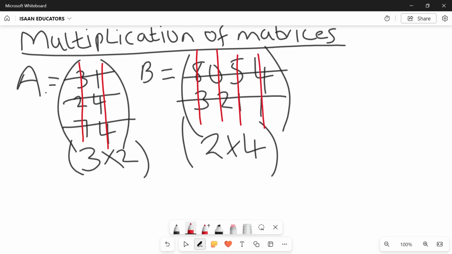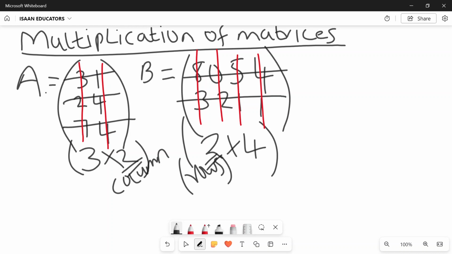making it a 2 by 4 matrix. So back to our rule, we have said that for it to be possible to multiply two matrices, the number of columns in the first matrix, we have 2 columns. And the number of rows in the second matrix, we have 2 rows. So this makes it automatically compatible to undergo multiplication. This is because it has an equal number of columns and an equal number of rows.